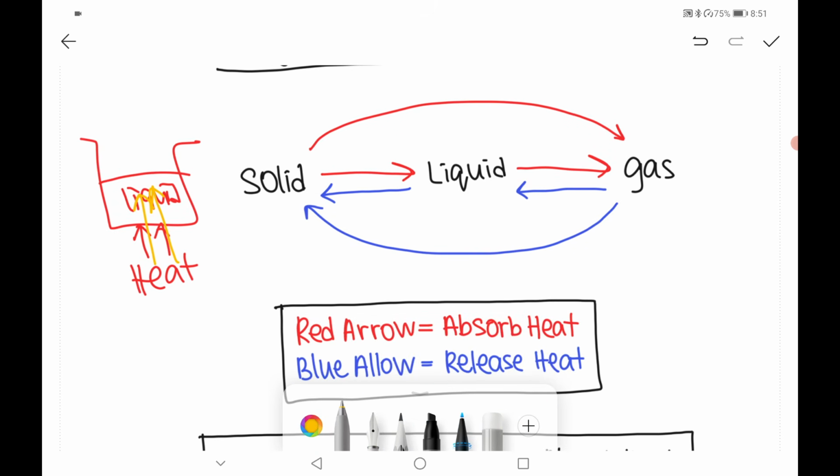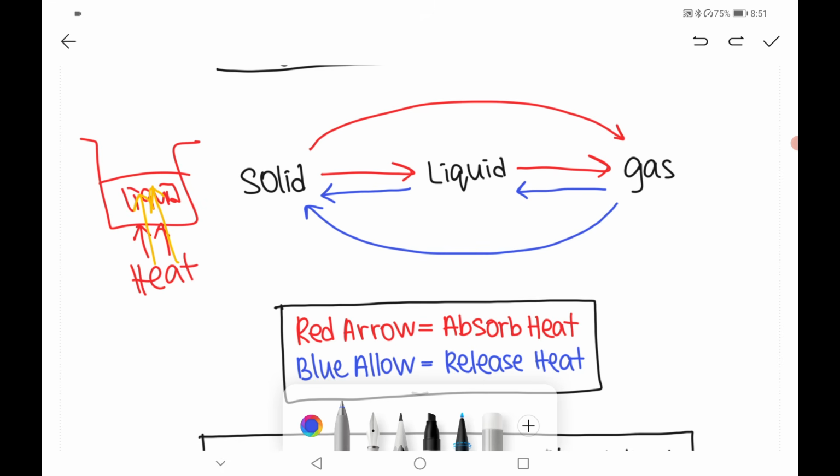Okay, so the other way around, if you go from gas to liquid, you want to make gas become liquid, this is condensation. When gas changes to liquid, you need to cool down. You need to let the gas cool down, then only can it become liquid. When you cool down something, the heat is released. When the heat is released, it is exothermic.